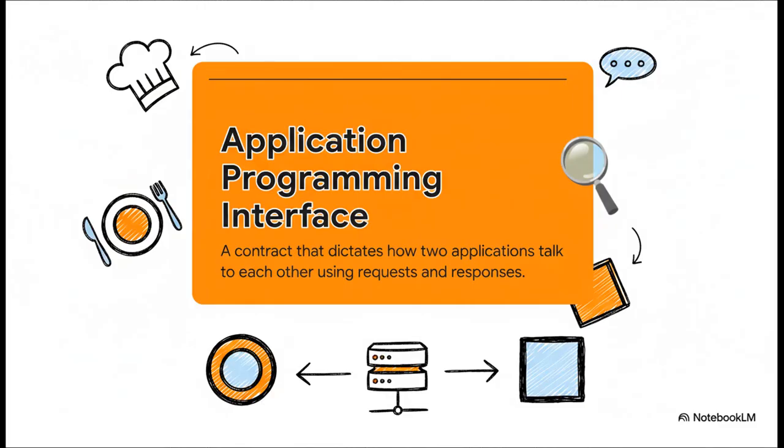Okay, but before we get to dinner, let's get the official definition out of the way. API stands for Application Programming Interface. Now, the key word here, the one I really want you to focus on, is interface. Don't think of it as a piece of software. Think of it more like a contract or a set of rules that lets two completely different applications talk to each other using a simple system of requests and responses.